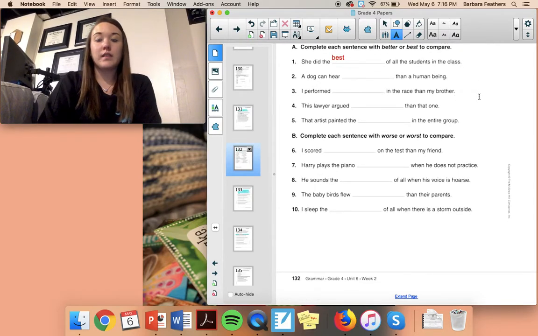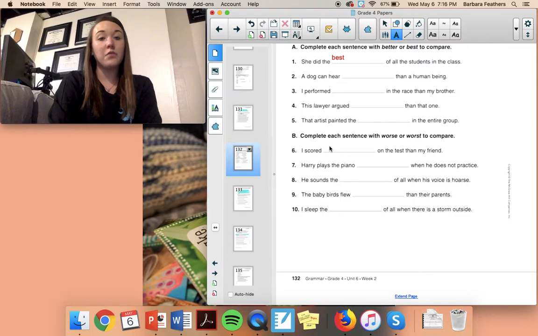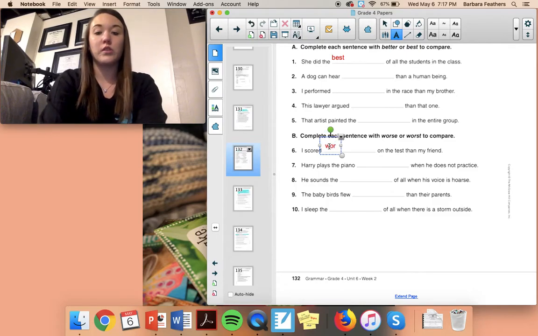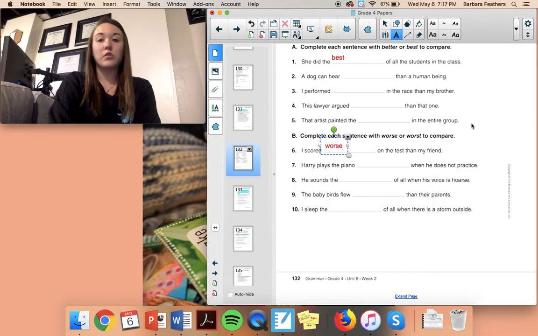Part B says to complete each sentence with worse or worst to compare. Number 6 says, I scored blank on the test than my friend. I am comparing myself to my friend, so I want to use the comparative form of badly, which is worse. I scored worse on the test than my friend. You will complete this page with the same directions for part A and B.